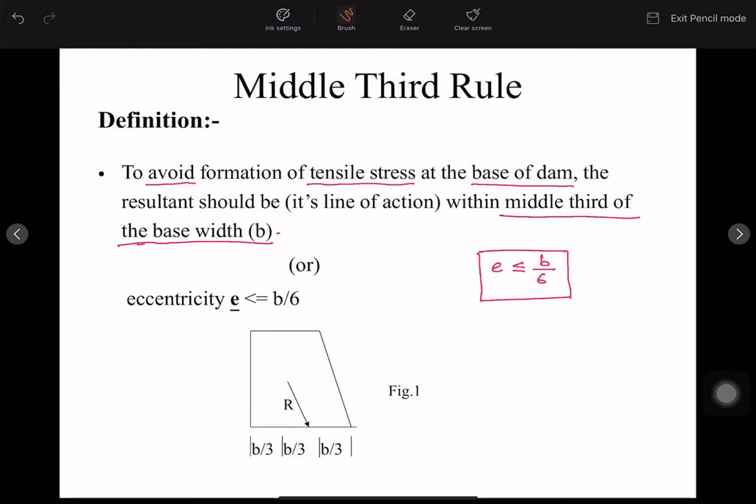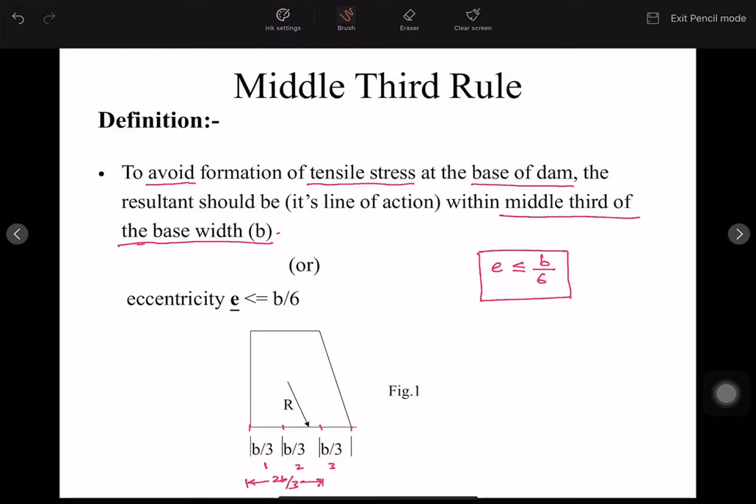So middle third means if we divide this base width into three parts, this is one part and this is the second part and this is the third part. So if we add the first and second parts, that will be 2b by 3, right? So R should be within this 2b by 3 distance only, right? So that is what the middle third rule is telling us, and in this way we can define what is meant by the middle third rule. So to avoid tensile stresses at the base of the dam, the resultant, nothing but the line of action of the force of the resultant, should be within the middle third of the base.